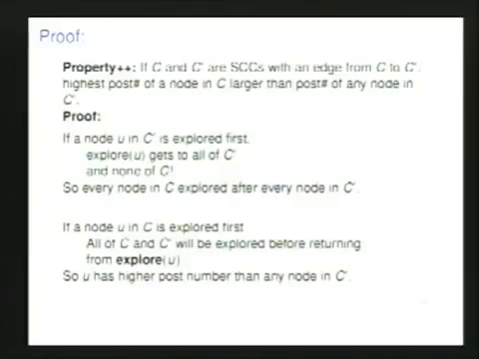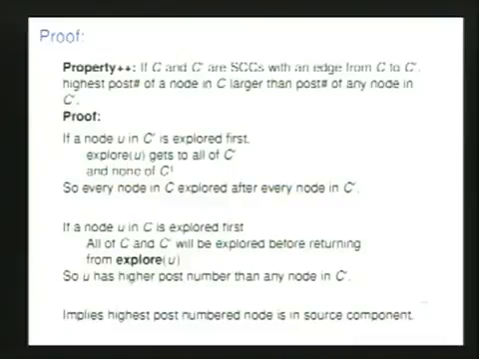That's the proof. So this proof says the highest post order number is in some source component, because it's just inductive that if one component has an arc to another component, it has a higher post order number. The source component has no incoming arcs. It only has outgoing arcs. So it must have the highest post order number.